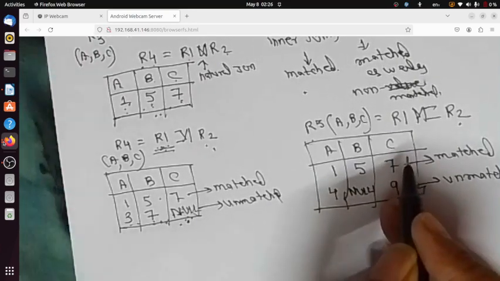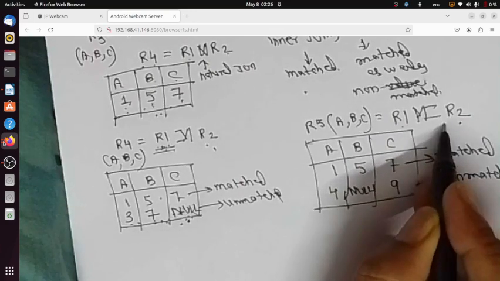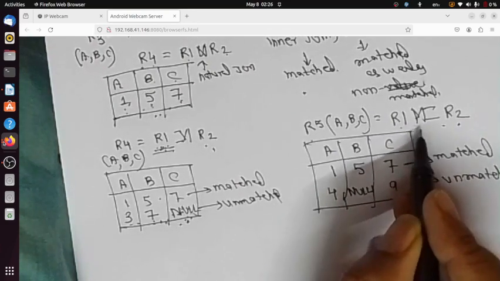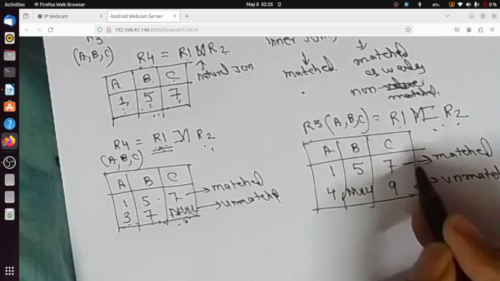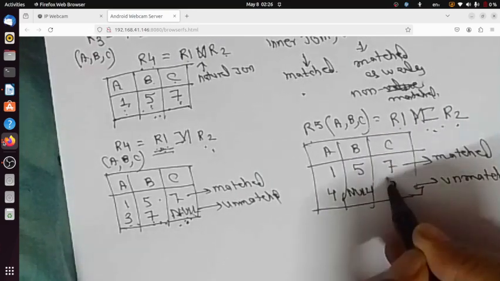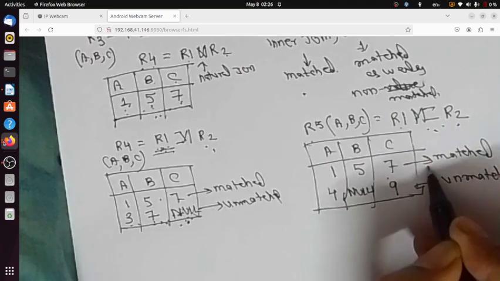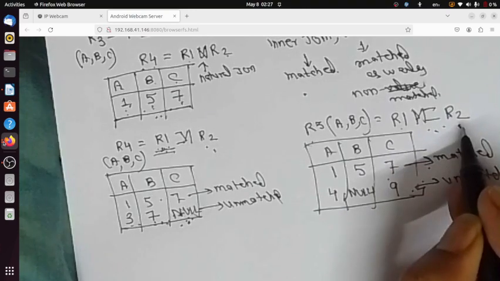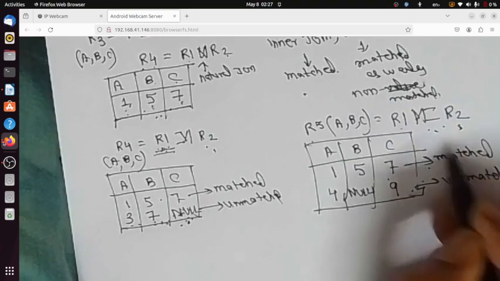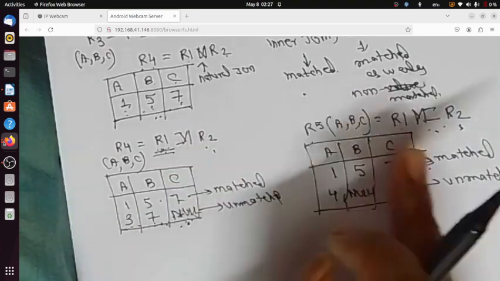So that is the result between R1 and R2 on which we are doing the right outer join operation. In a right outer join, the output relation will contain matched records as well as the non-matched records which come from the right relation. So that is the left outer join and right outer join.